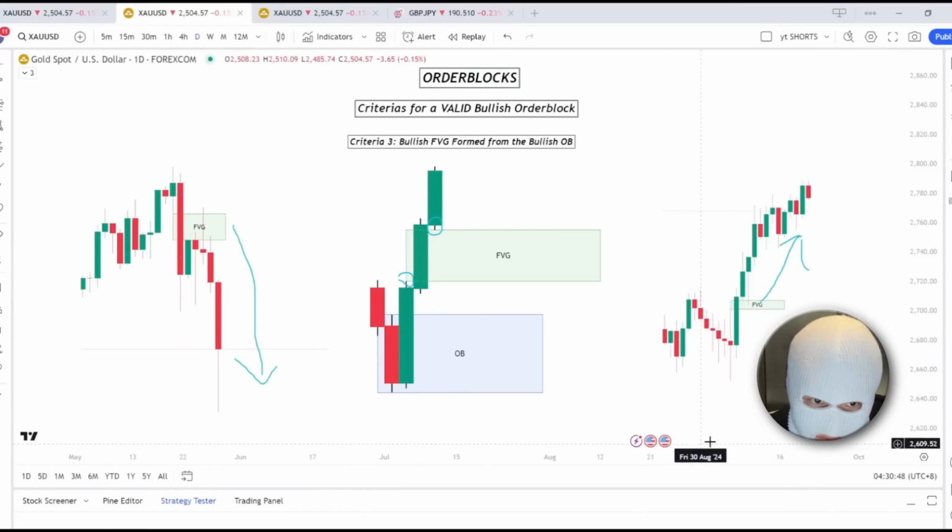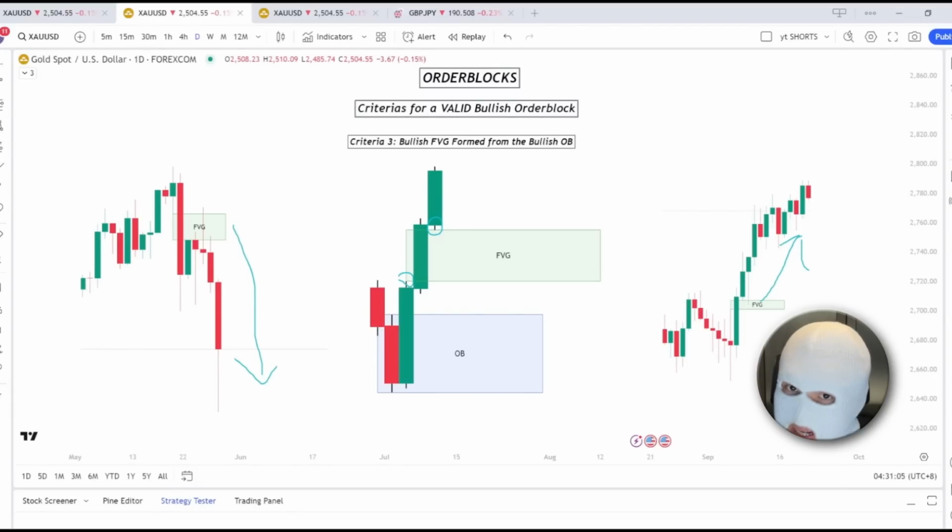If you're confused, I did a whole video about liquidity last week where I explained fair value gaps. You can take a look, but for the purpose of this video, the key takeaway is identifying fair value gaps, not understanding 100% of what a fair value gap is.